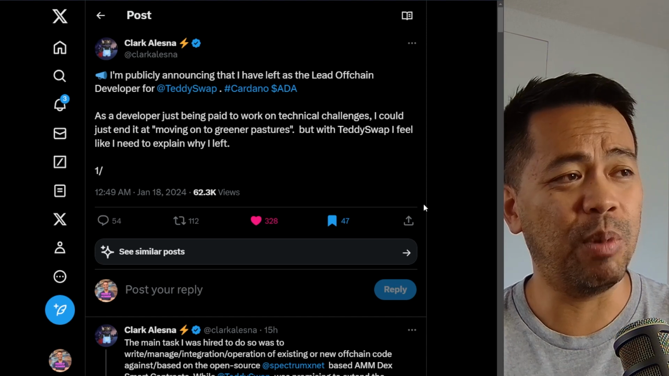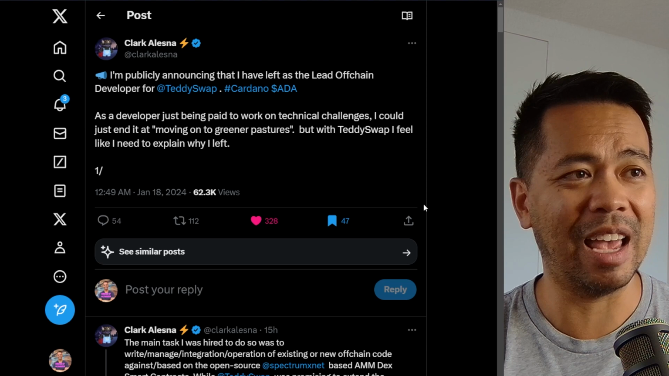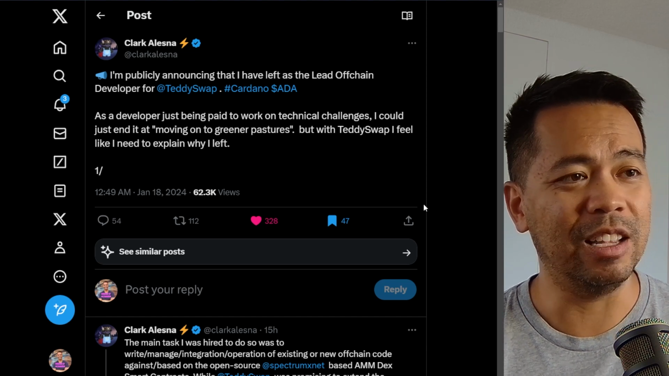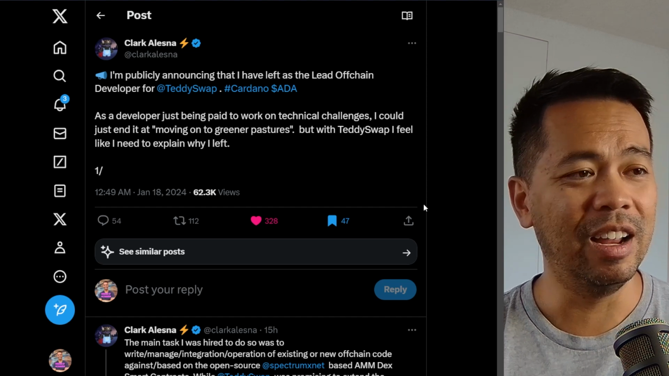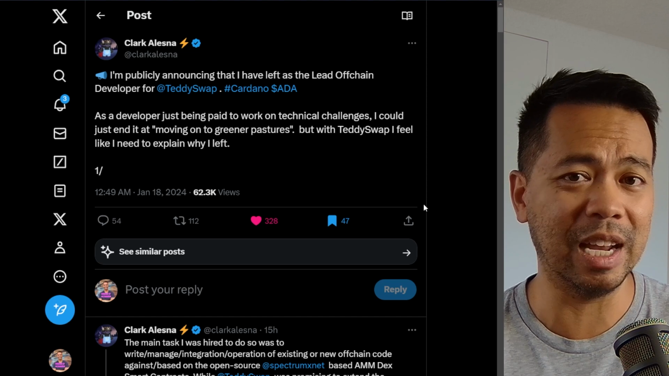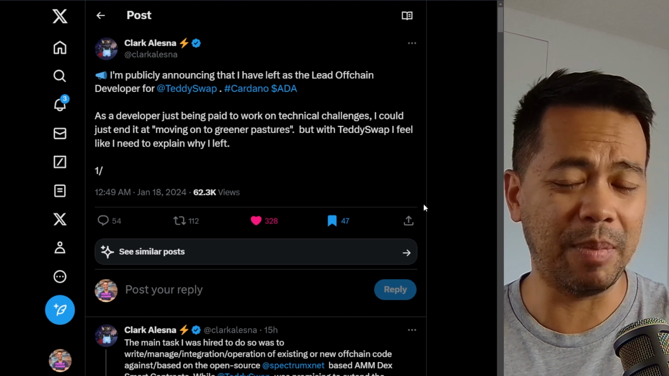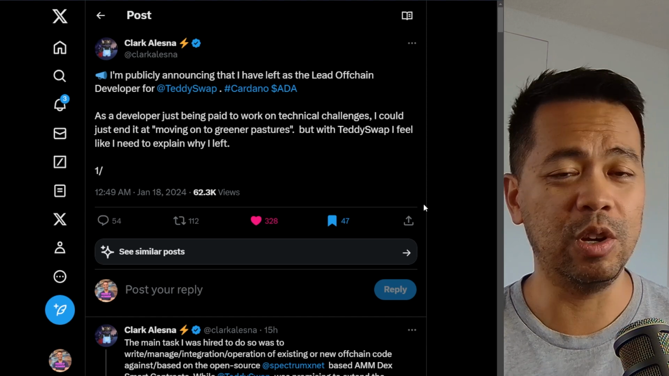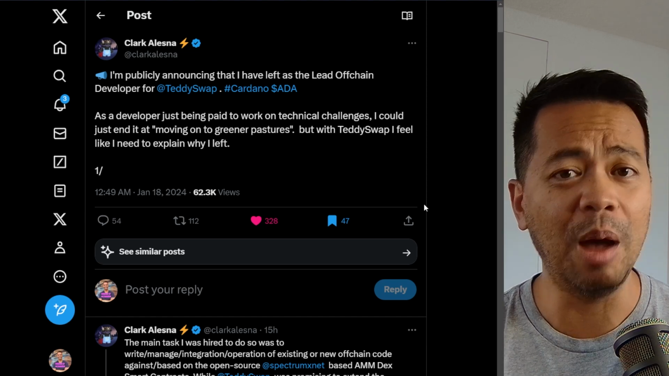And he put out this post publicly announcing that he has left as lead off-chain developer of TeddySwap. And it's really disappointing to hear. Now, I do know that Frosty Austin, who's behind a lot of these projects, basically copies and pastes, or the idea is using existing open source contracts to build new protocols out there. And I'm all for that.